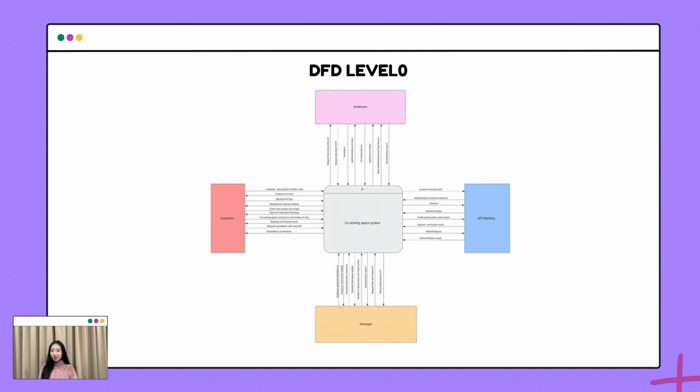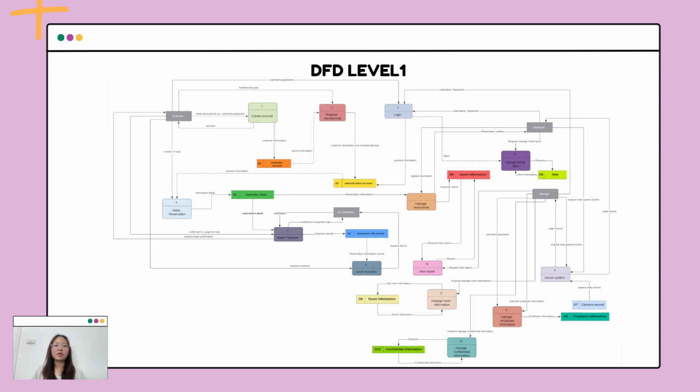Here is our data flow diagram level 0. In the middle, we have our co-working space that connects data between the customer, employees, PI banking and the managers together. Welcome to our overview of data flow diagram level 1 of our user interface system. This diagram is a snapshot of our platform's user-centric operation.